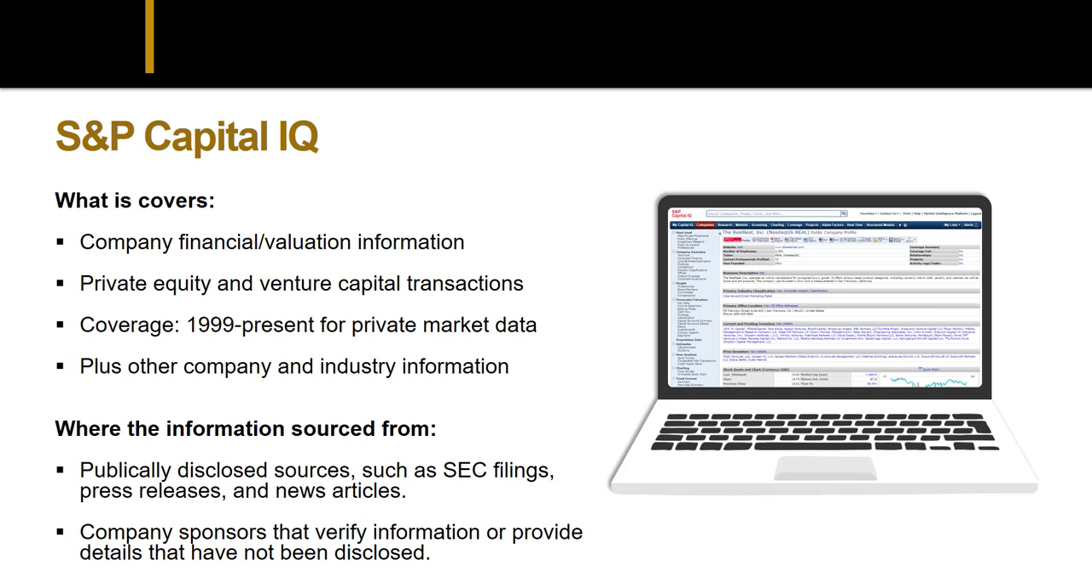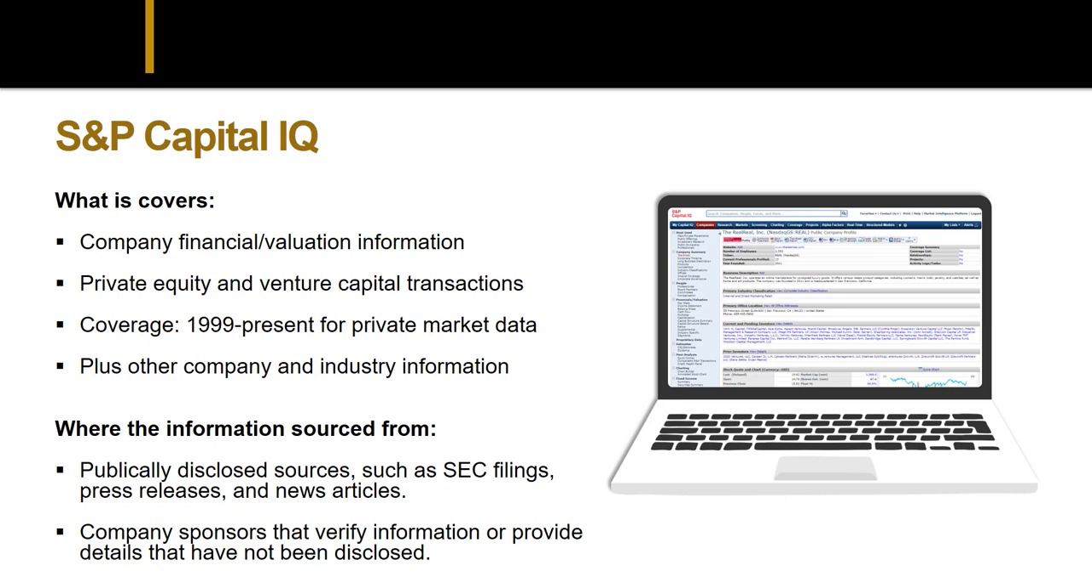S&P Capital IQ is a database that is used by professional and individual investors and provides extensive company financial and valuation information, as well as data on venture capital and private equity transactions. Their coverage of private capital markets begins in 1999 and includes domestic and international companies. Due to the inherent lack of public disclosures surrounding the private capital market, S&P Capital IQ employs a multitude of sources and techniques to maintain their database.